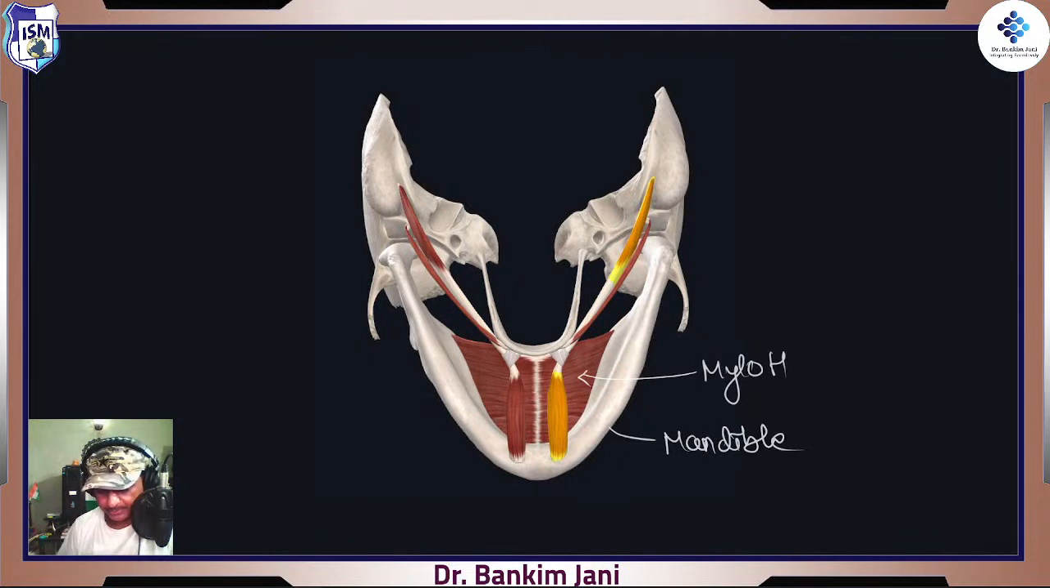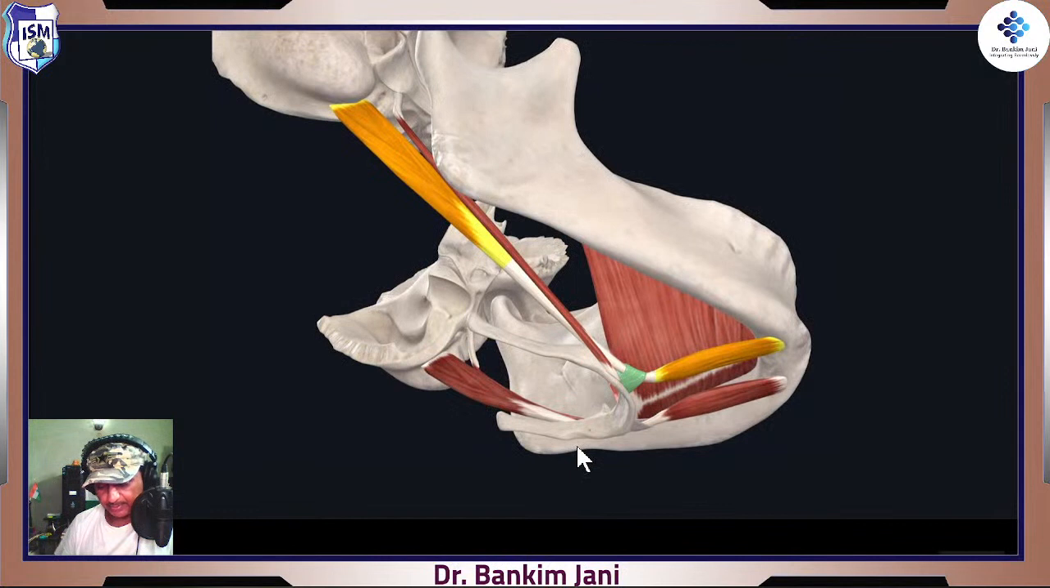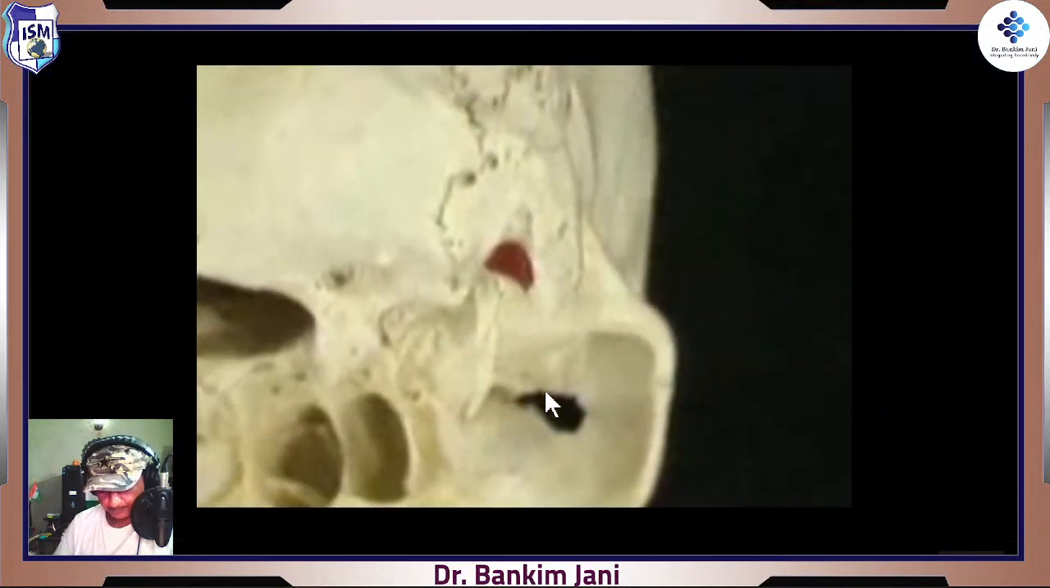See how nicely this sling is there, which is used for the change in the direction of the muscle. See again, right? That's how it goes. Now it has to be very clear, because this is such an important concept, so that's why I added a few more images. So this is the posterior belly, that's the anterior belly, and that's the fibrous sling, and that's how it goes.